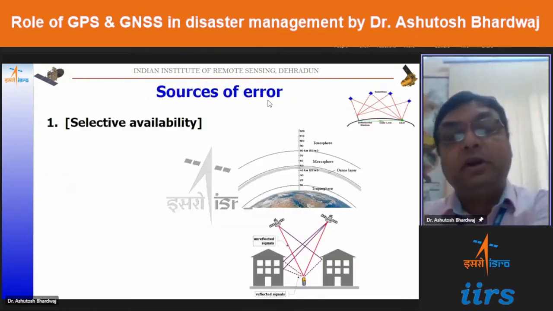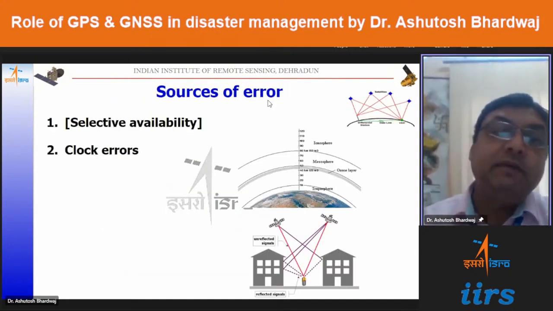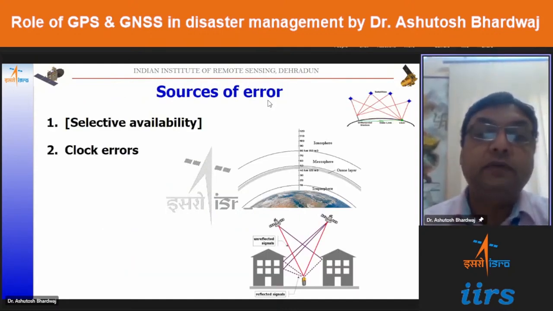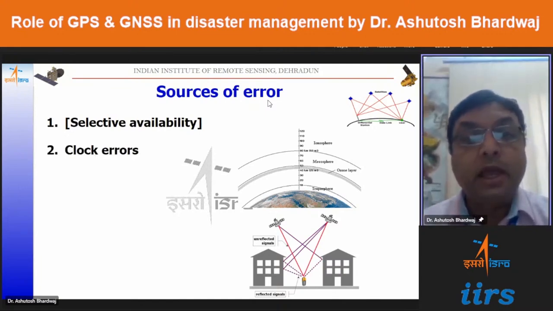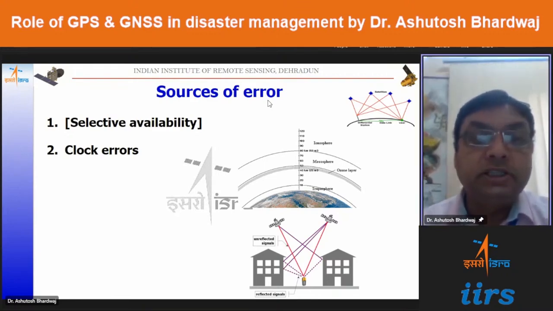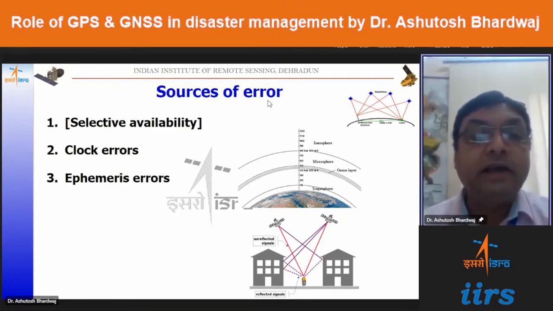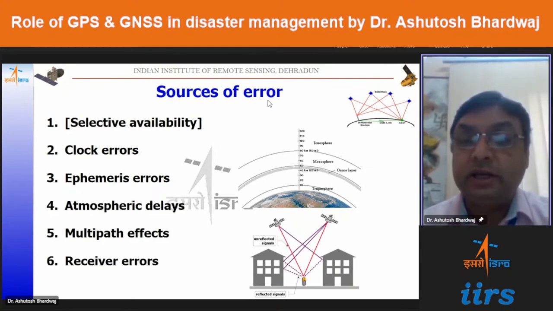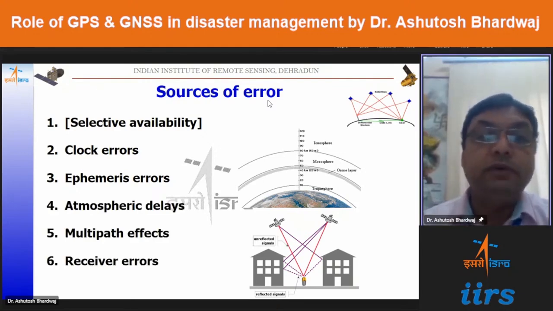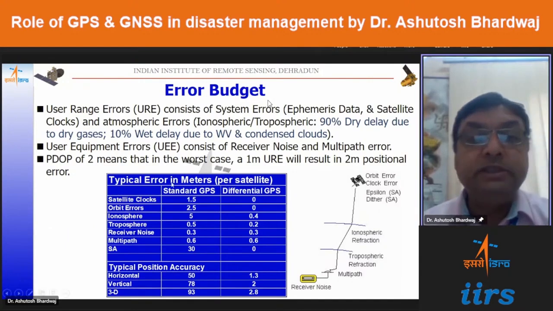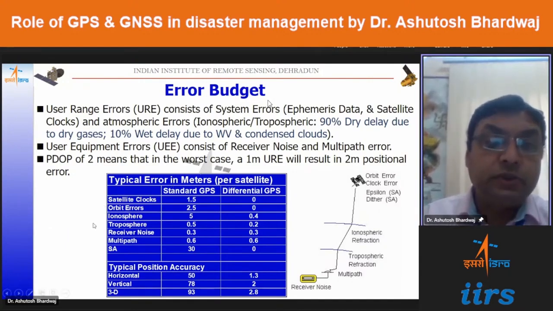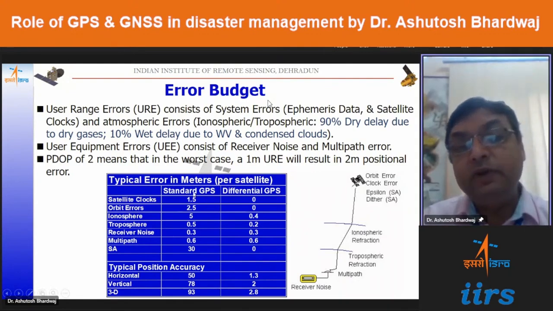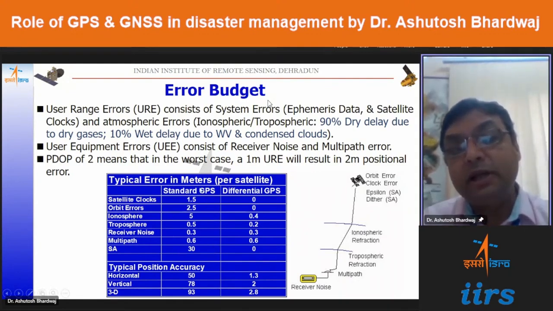Now different sources of errors are also there. The selective availability, which was intentional deterioration of the signals, has now been stopped. So this first one is not causing any error now. Then we have clock errors, ephemeris errors, atmospheric delays, and multipath effects. So these are also there which we have to tackle. So this is the kind of error budget we have from these various sources. And we can see that when we use a single standalone receiver, our accuracies can be a bit less.